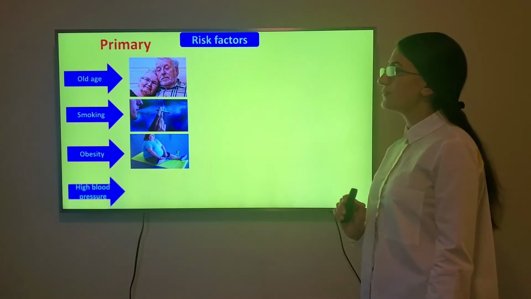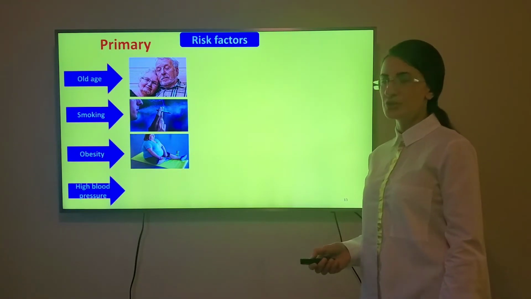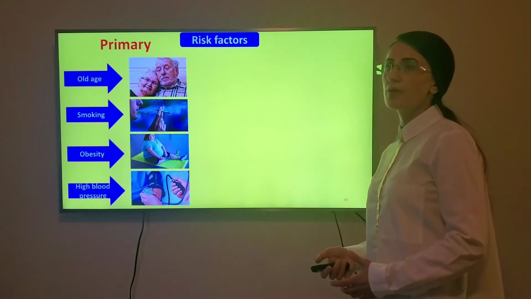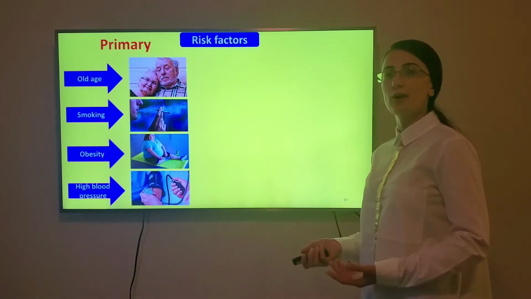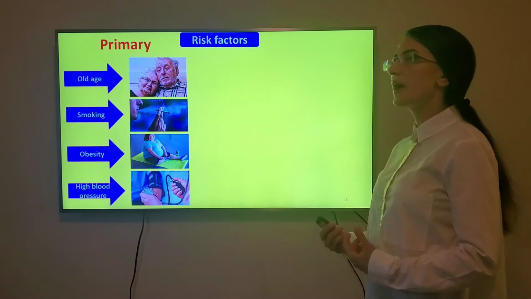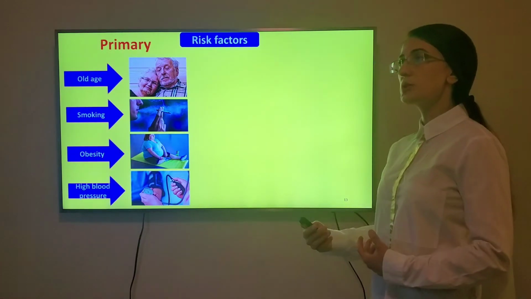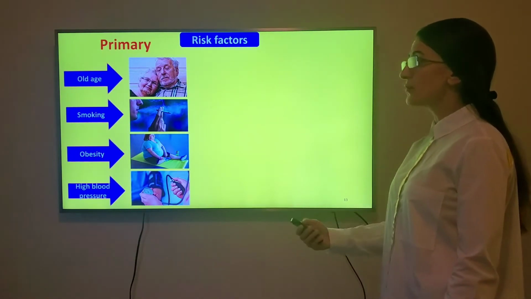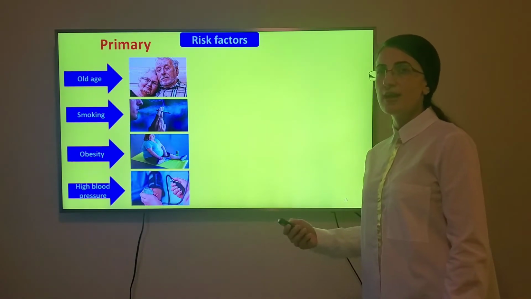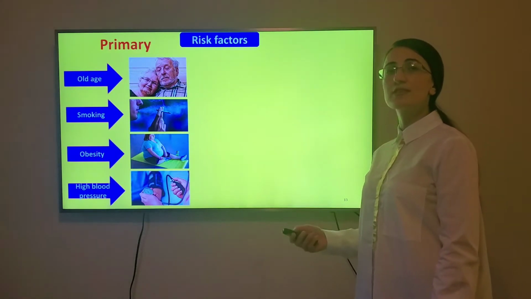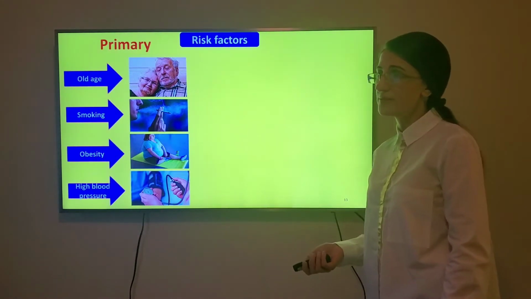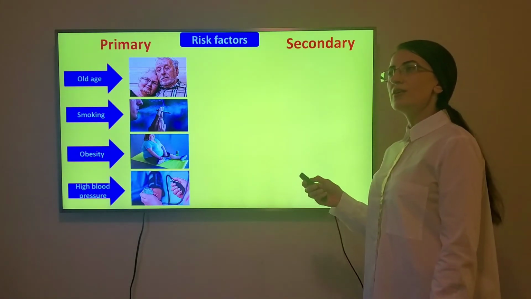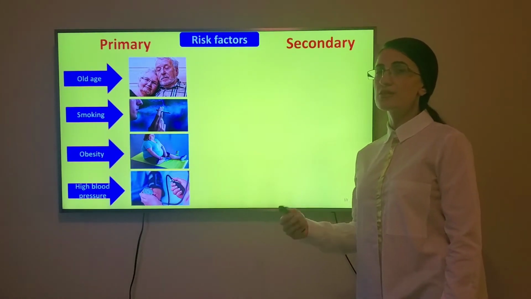At last, the other one is high blood pressure. When we talk about high blood pressure, we don't just talk about high blood pressure which happens only once. We are talking about chronic high blood pressure, because if you usually have high blood pressure, it leads to some changes in blood vessels, it leads to obstruction, and of course it leads to coronary artery disorders.